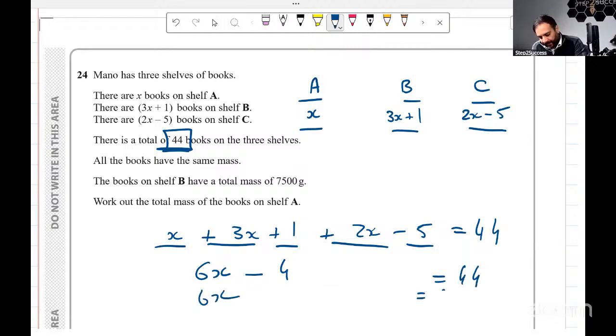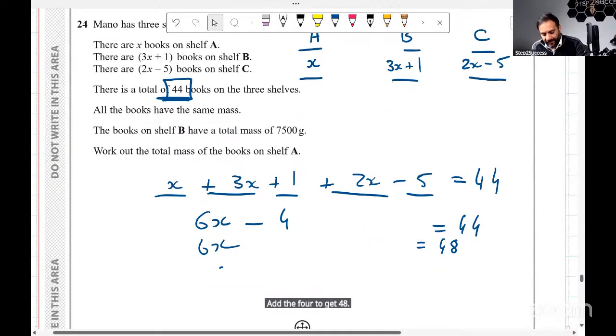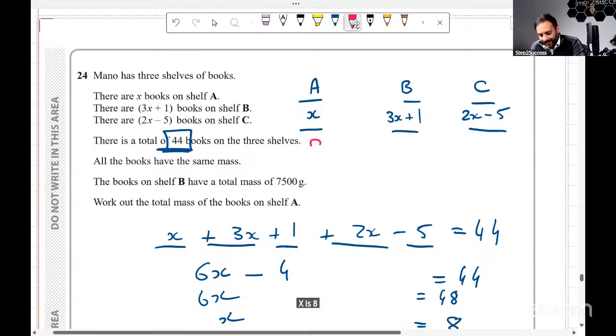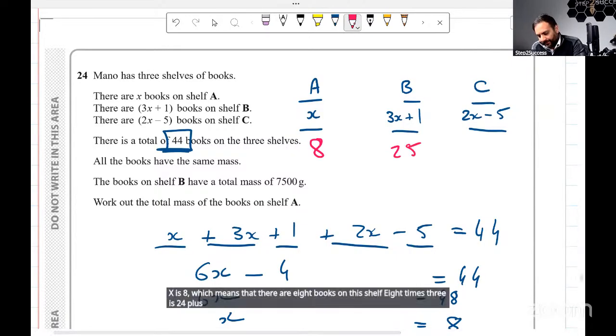Add the 4 to get 48, and then divide by 6. 48 divided by 6 is 8. X is 8, which means that there are 8 books on this shelf. 8 times 3 is 24 plus 1, 25 on that shelf, 11 on that shelf, if you just sub in x equals 8 into all of those.